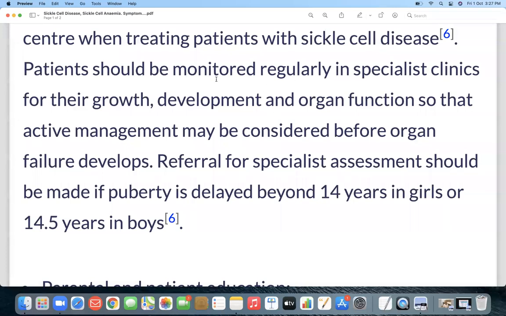Okay, the patient should be regularly monitored for their growth. As we know, any chronic condition will have an effect on growth, and these children will have anemia and sickling, vaso-occlusive crisis, repeated admissions, acute chest syndrome. All these will have an effect on growth. So they should be monitored for their growth, development, and organ function tests. That's why he said in the beginning, lung function test, when you have diagnosed for the first time, you will start with it. So organ function, so that active management may be considered before organ failure develops.